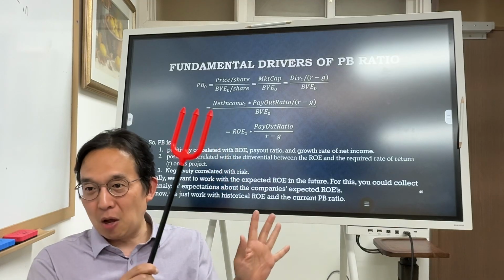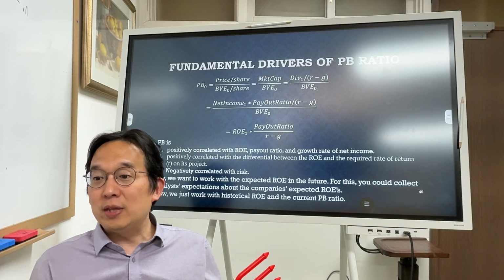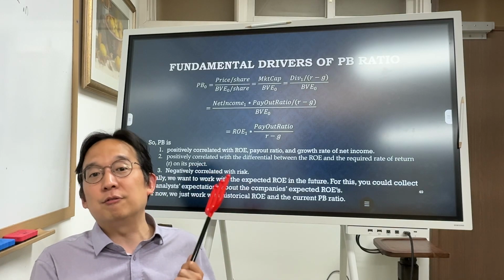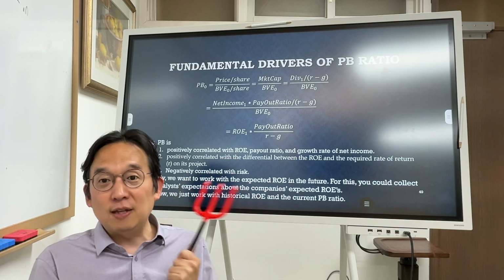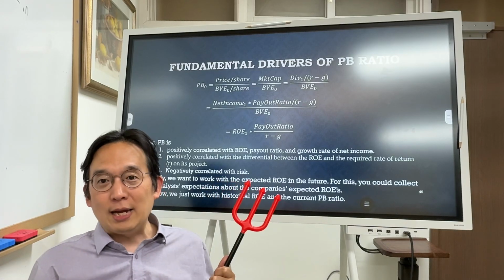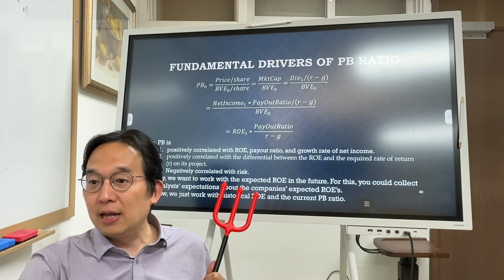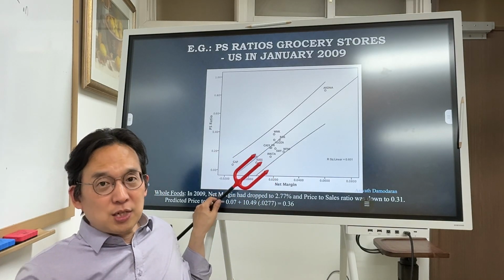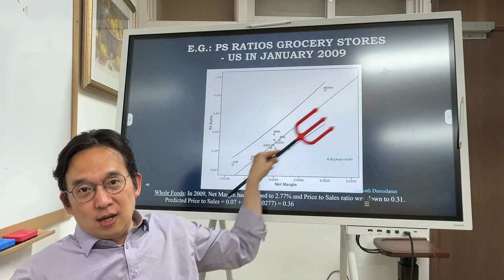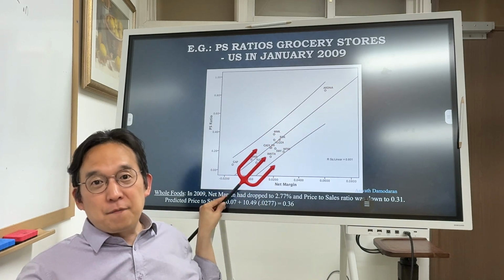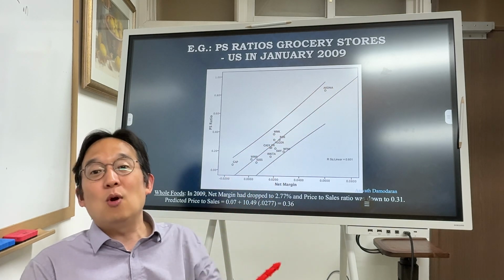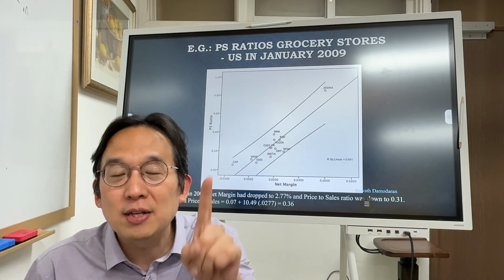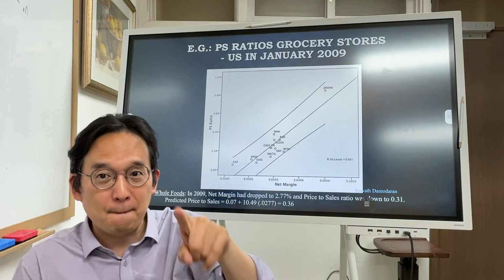Dangerous company, no. Ideally, we want to work with the expected ROE in the future, and then expected growth, expected payout ratio, whatever expected. Why? The key idea is that our rational expectation gets priced efficiently. Efficient market hypothesis. The price is all about the expectation about the future. Key point that I have to ask you in your final exam, okay?